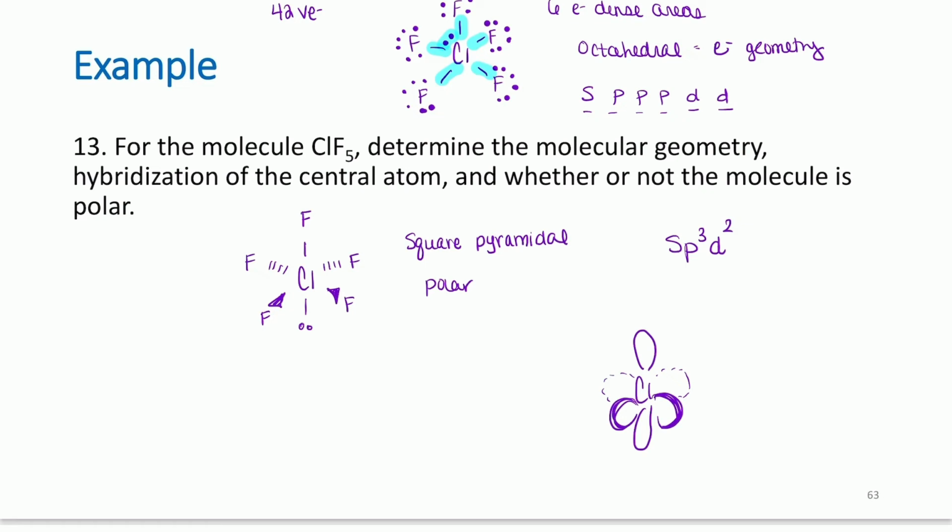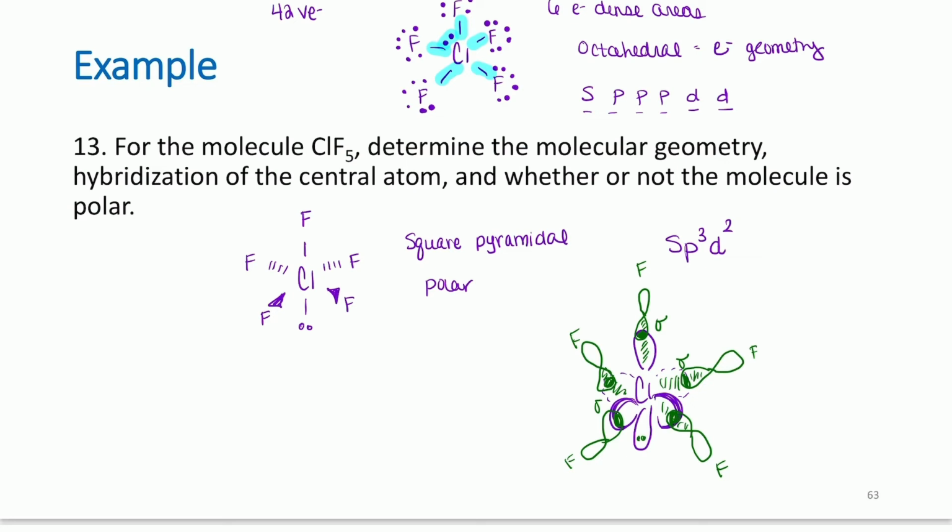Here I have a lone pair. Here I have a fluorine atom with a sigma bond overlap. Here I have a fluorine atom with a sigma bond overlap. Here I have a fluorine atom with a sigma bond overlap. Here I have a sigma bond to a fluorine. And here I have a sigma bond to a fluorine.